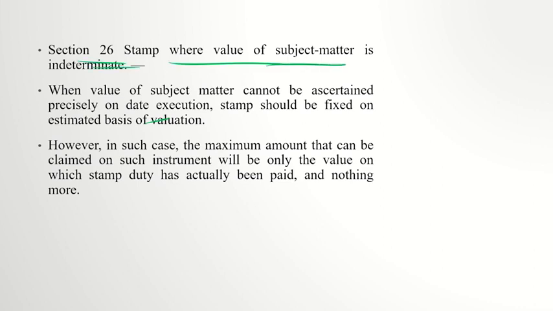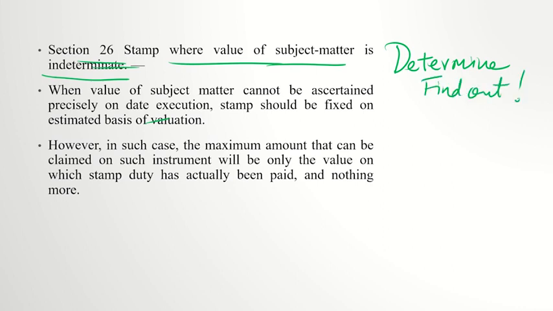Next we come to section 26. Stamp duty where value of the subject matter is indeterminate. That means it is difficult to value. So what we cannot determine, we cannot find out the value. How do we decide the stamp duty?